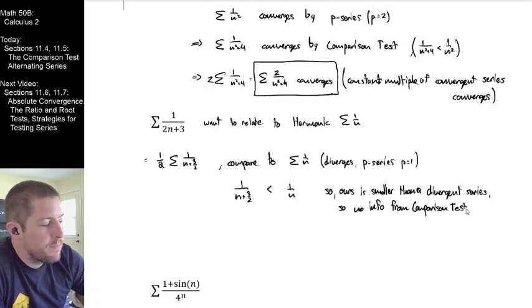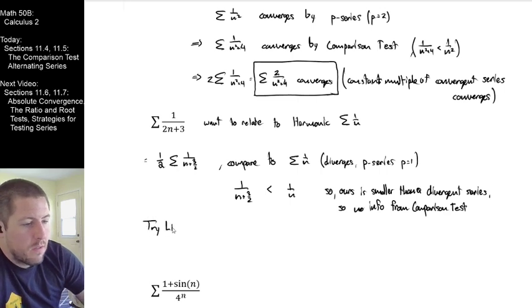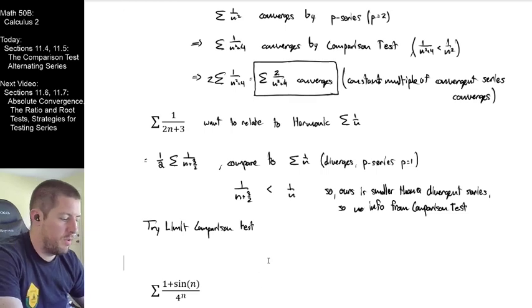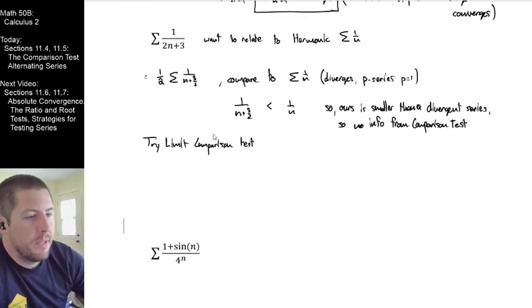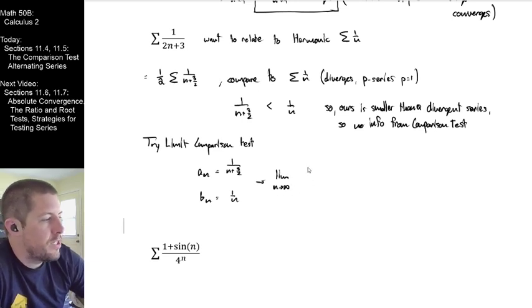So what else might we try? Let's try the limit comparison test. We clearly all have positive terms, so we're good to go for these tests. It looks like we can represent our a sub n as the 1 over n plus 3/2, and our b sub n as just 1 over n, and we can put these together and see what happens when we take the limit as n goes to infinity of the ratio of the two terms that we've got right here.